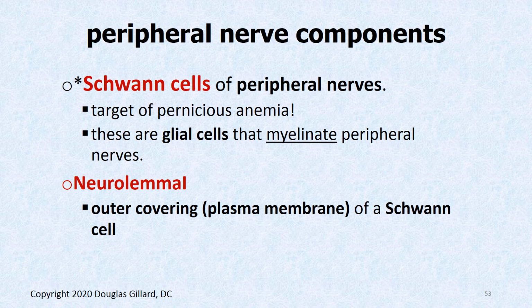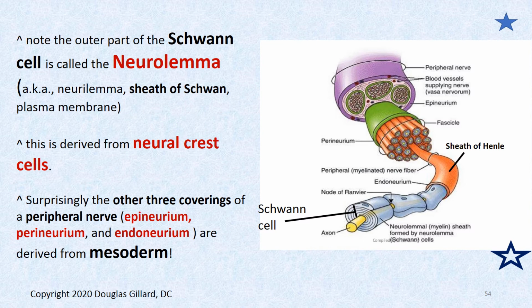The glial cells are another super high yield topic, all the different glial cells. The neurolemma, which is the coating around a Schwann cell, like the plasma membrane, is also derived from neural crest cells. Here's another I like to ask questions from. We've got to do a little neurology to get you ready for the real neurology classes.